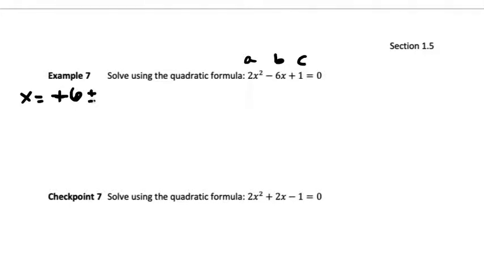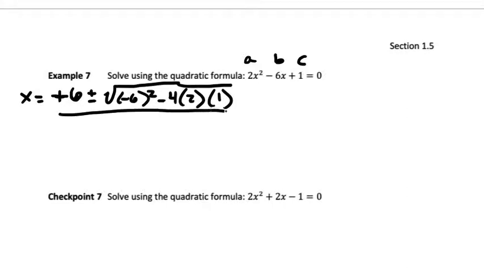Then we have the plus minus, square root, -6 squared. Again, paying attention to signs, that's going to be positive 36. Minus 4 times a is 2, and times c, which is positive 1. And all that over 2 times a, which is 2. So let's simplify. Positive 6 plus or minus square root of 36 minus 4 times 2 times 1 is 8.